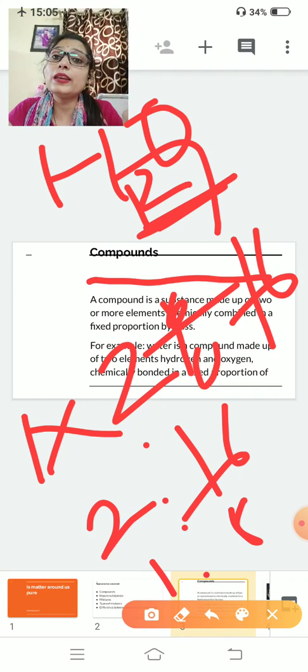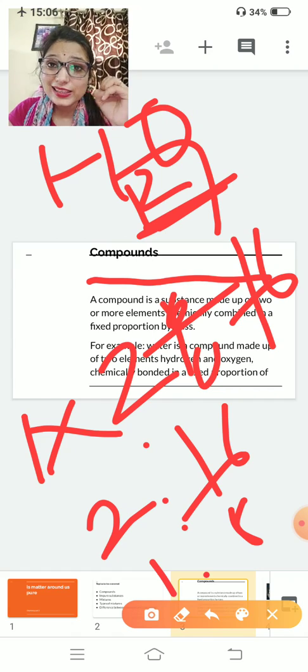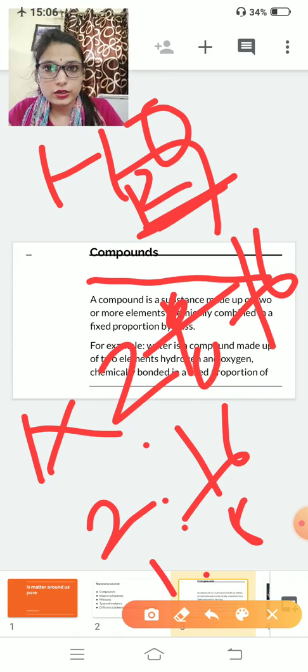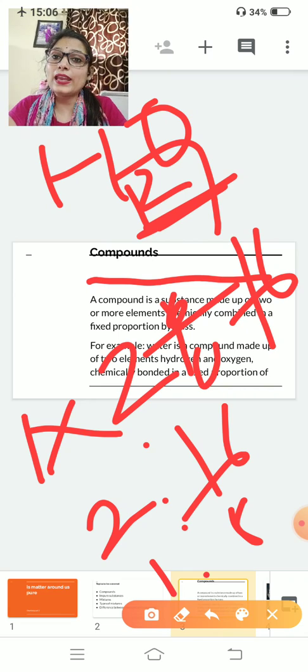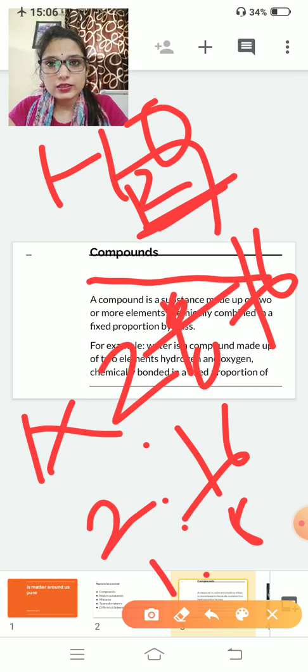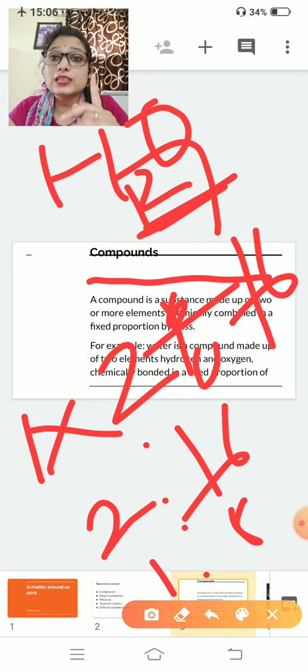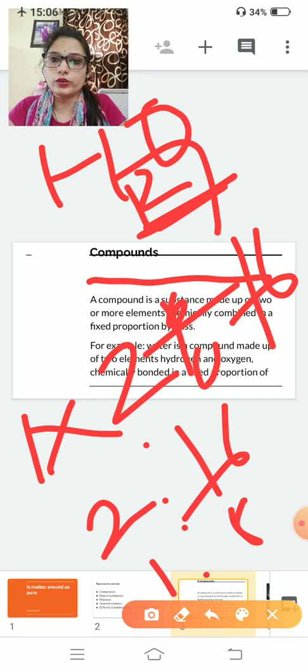And it is chemically bonded. You can't separate these compounds by any physical method. If you want to separate hydrogen and oxygen from water, can you? No, you can't separate them because they are chemically bonded.